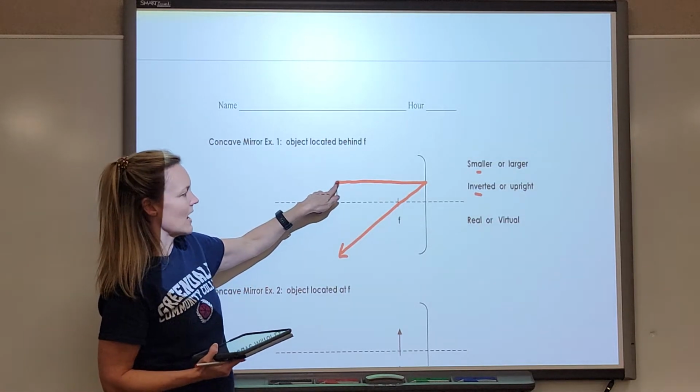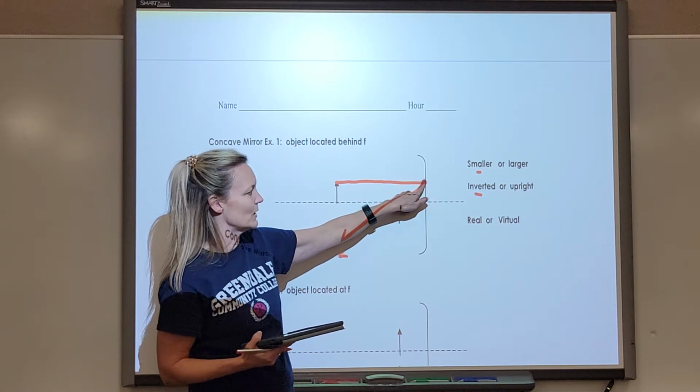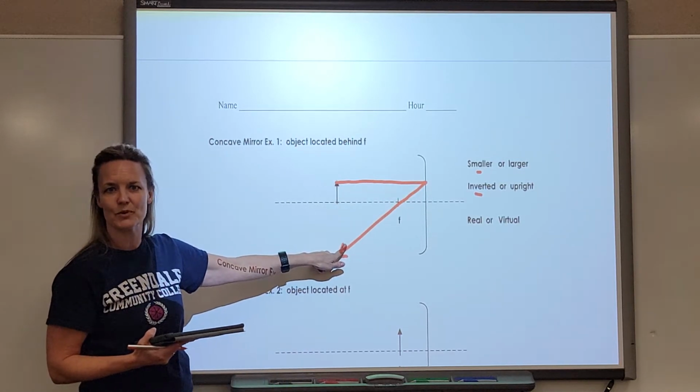All right, so light ray number 1, I have in red. It will go from the top of the object looking into the mirror, in a straight line until you hit the surface of the mirror. You'll then shift your straight edge and it'll bounce off through the focal point.